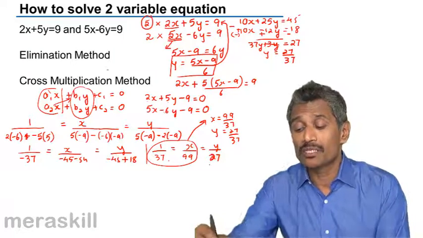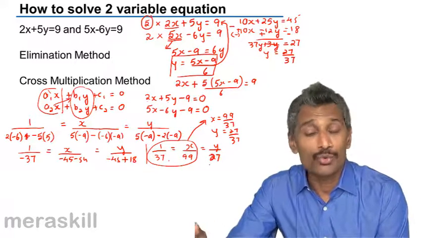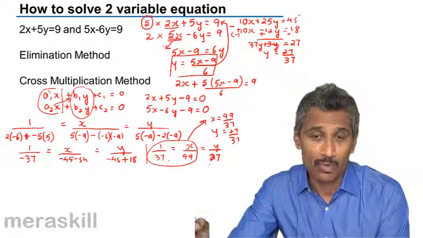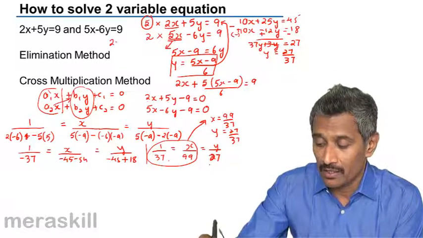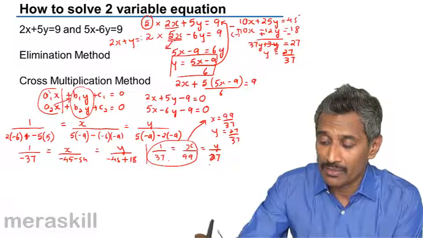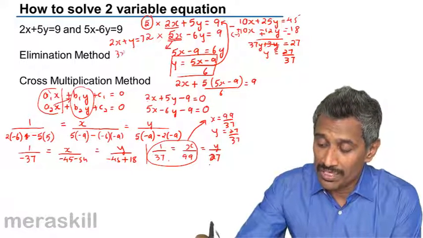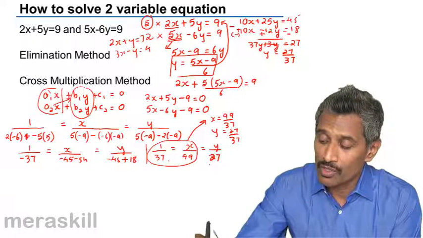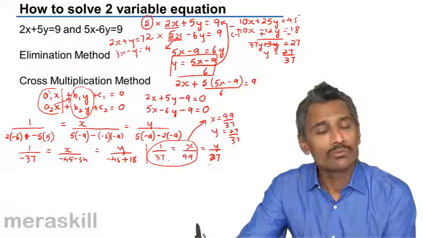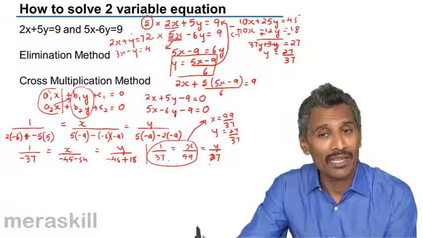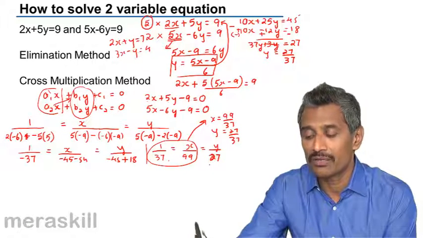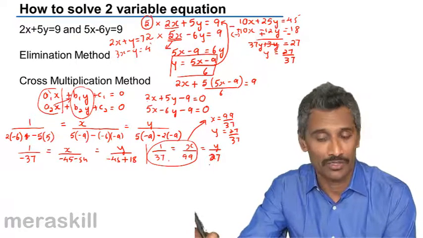Now which method you would like to use, we can use as per our discernment. Ideally speaking, if you have an equation like this, 2x plus y is equal to 7 and 3x minus y is equal to 4, it makes a lot of sense to just do by elimination method, because the coefficients of y are equal and opposite. Just add the two equations and you get it. So it's a smarter way of doing it.